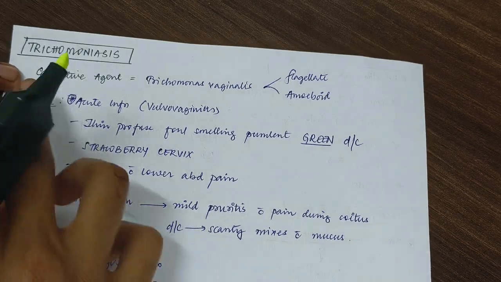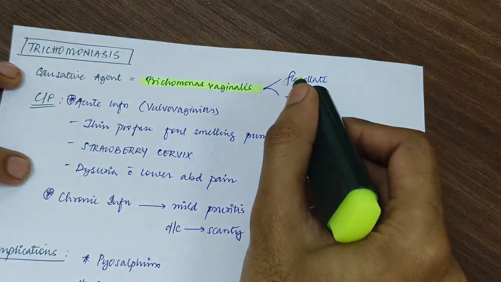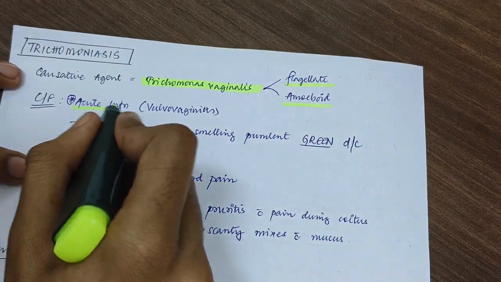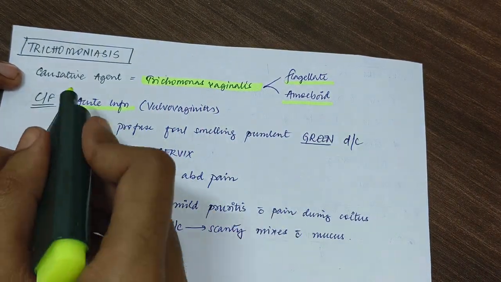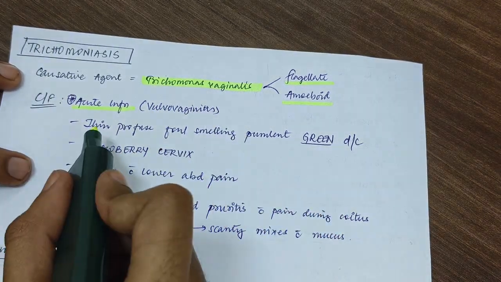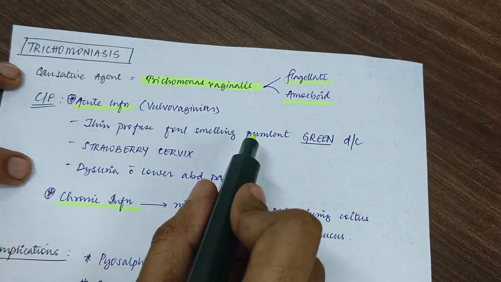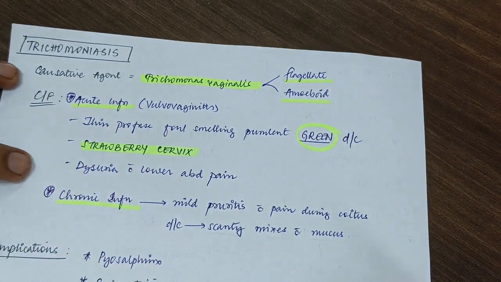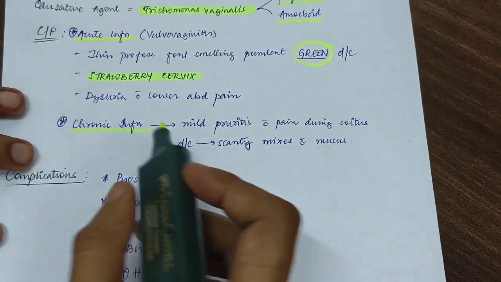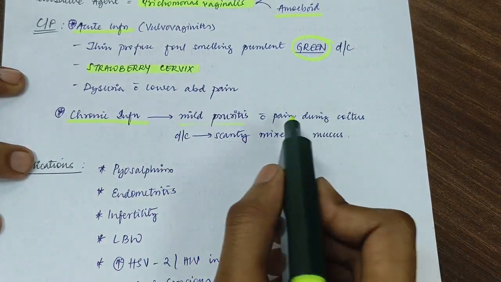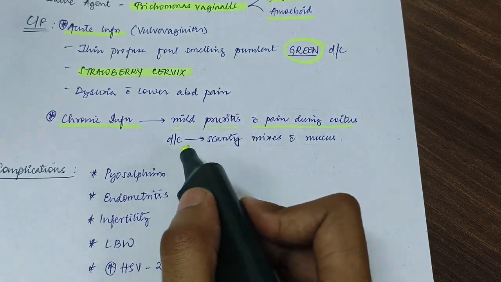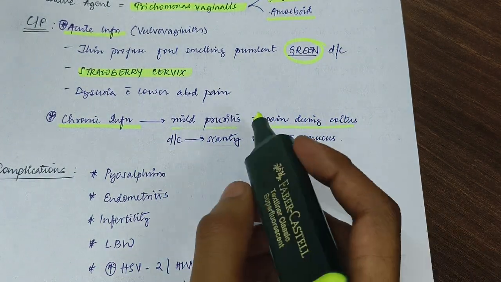Coming to the next topic, that is trichomoniasis. Causative agent is Trichomonas vaginalis, flagellate and amoeboid. Flagellate and amoeboid are the two forms. It has two infections, one is acute infection, next is chronic infection. In case of acute infection, it is called vulvovaginitis, where you are going to see thin, profuse, foul-smelling, purulent, green discharge. Remember, green discharge. And strawberry cervix, and dysuria with lower abdominal pain. Chronic infection will lead to mild pruritus with pain during coitus. The discharge will be scanty here.